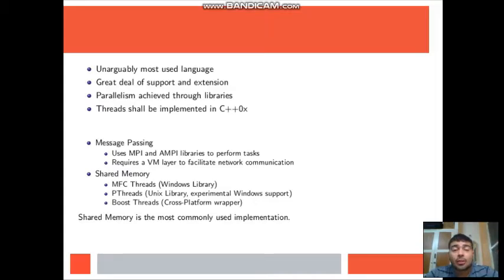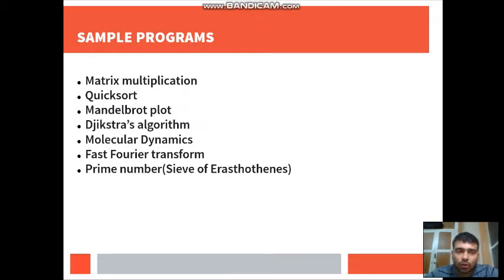So these are the characteristics of OpenMP. It's unarguably the most used language. It has a great deal of support and extension. Parallelism is achieved through libraries, and threads are implemented in C++ format. There are two types of memory models here: one is shared memory and the other is the message passing method. OpenMP implements both of them, and we're going to check the execution time of certain programs. These are the sample programs that we're going to execute.